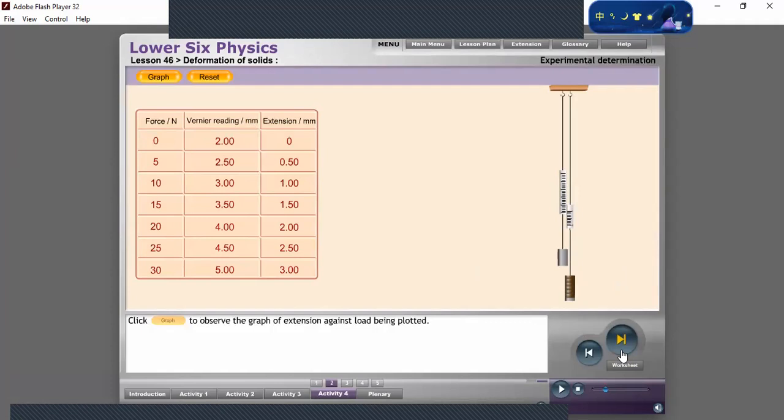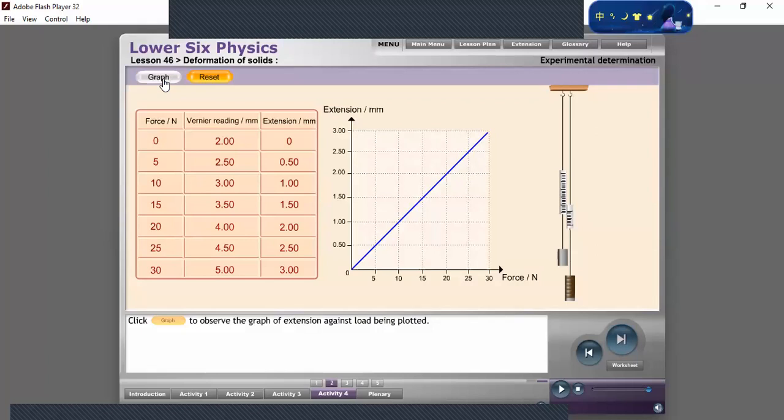Click Graph to observe the graph of extension against load being plotted. Extension against load, that means extension against the force. So from the data provided, we get that the extension is directly proportional to the force applied. That means it obeys Hooke's law, right?